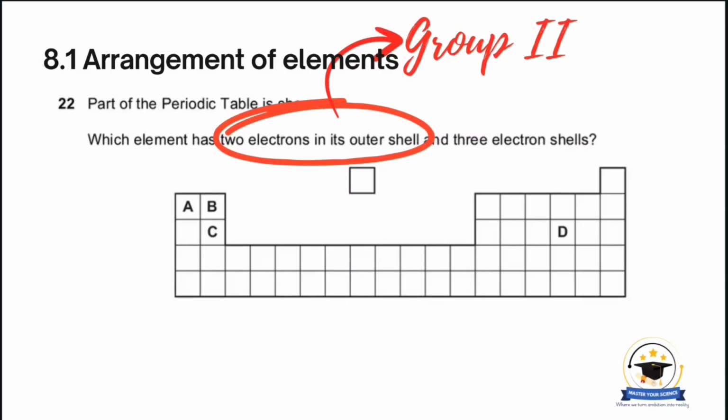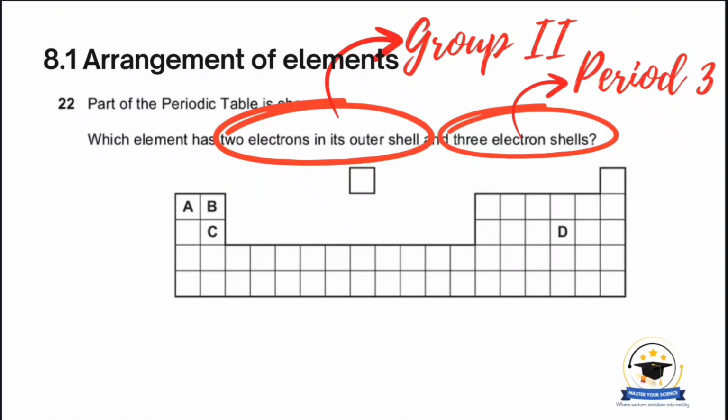So the number of electrons in the outermost shell of an element is the same as its group number. Then the number of electron shells will be equal to the period number. So there are 3 electron shells, which means this element is in period 3. So we want an element that is in group 2 of the periodic table and in period 3. So that makes the correct answer here, C.